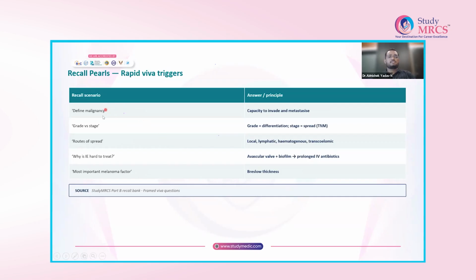So coming to the definitions, malignancy is the capacity to invade and metastasize. Grading versus staging: grading is the level of differentiation, staging is the extent of spread. Routes of spread, four routes, very important. Why is infective endocarditis hard to treat? It's because of biofilm as well as the presence of avascular valves. The most important melanoma factor will be Breslow thickness.